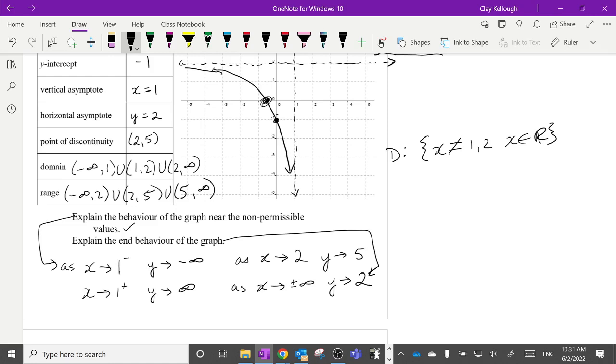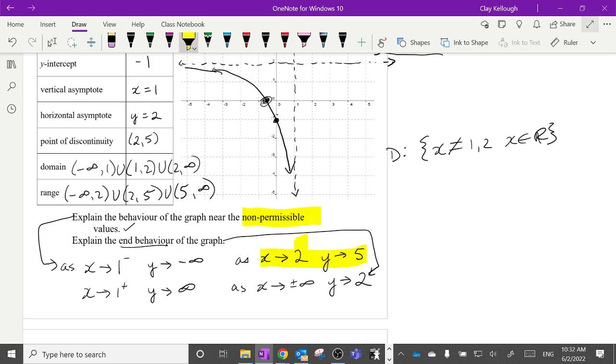No, end behavior means as you head forever to the left or forever to the right. So around the hole, it doesn't really matter. Like we describe the hole right here. This is the behavior around the non-permissible value of 2, right? Is that your question? Yeah. You don't need to worry about end behavior around an asymptote or a discontinuity. That's just what happens if you go forever to the left, forever to the right.